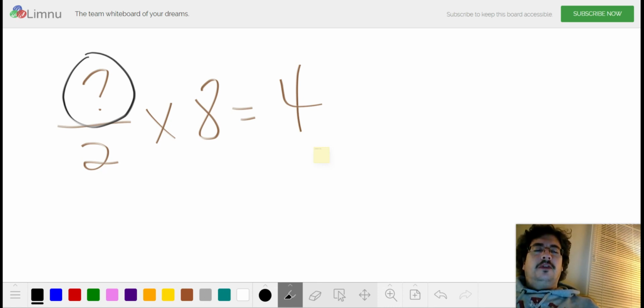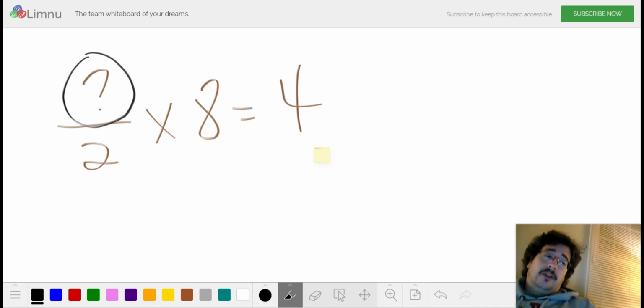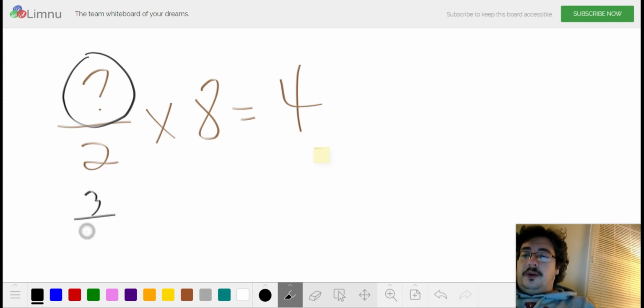Now, one of the nice things about algebra is because you're plugging numbers into different places in an expression or an equation, you can always check and see if you're right. And if you're wrong, you can just keep trying. So, for instance, let's just guess. Let's make that our first strategy. So maybe you think 3 sounds like a good idea. So you could replace the question mark with a 3, put it over 2, multiply by 8, see if you get 4.